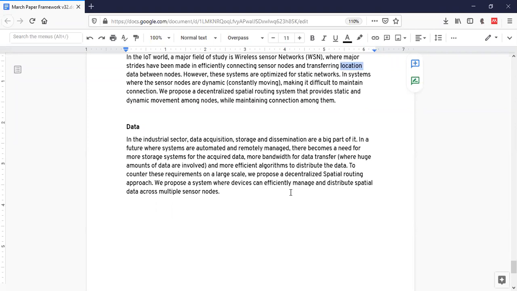The solution actually has these two axes: one is static versus dynamic nodes participating in the network, and the other axis is data collection, or data acquisition and collection, versus dissemination.